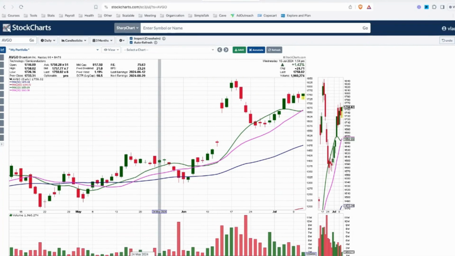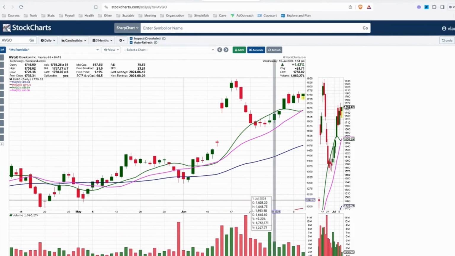I lost my chat box. Who took my chat box? Here it is. I was about to look up flag, the stock.